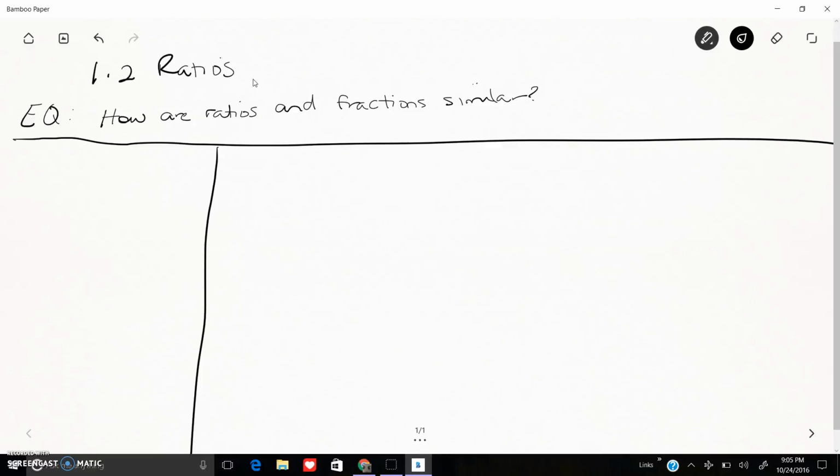All right, so rather than give you the definition of a ratio, I'm going to show you what it is. So a ratio is actually a part over a whole. Okay, part out of a whole. It can also be comparing two quantities.